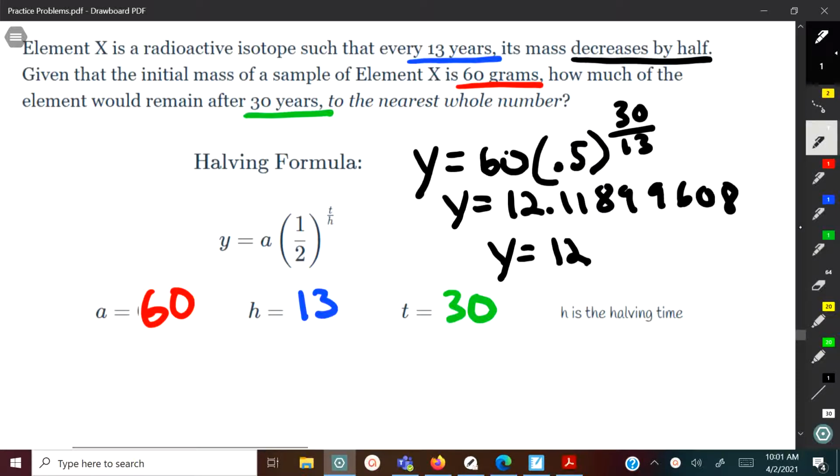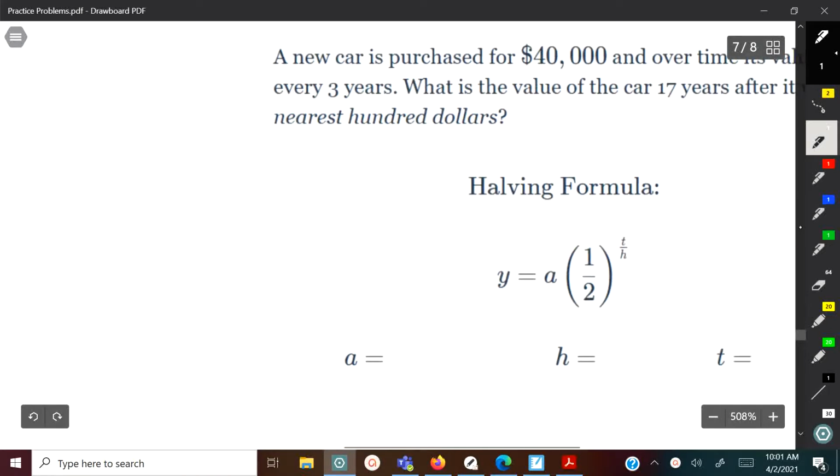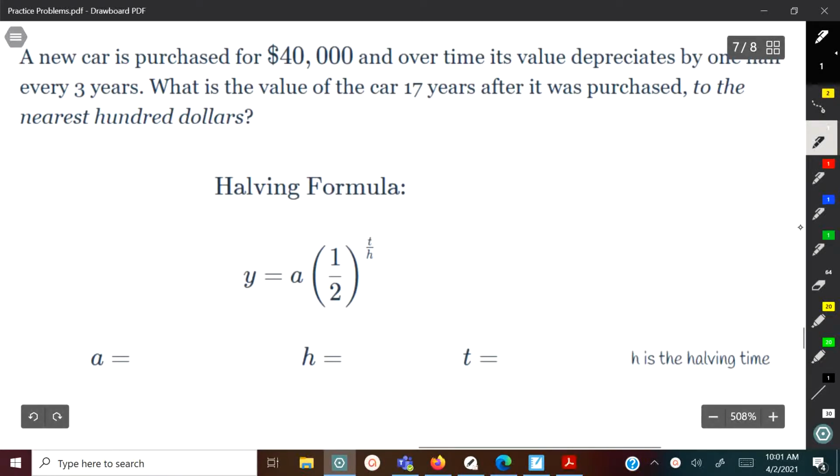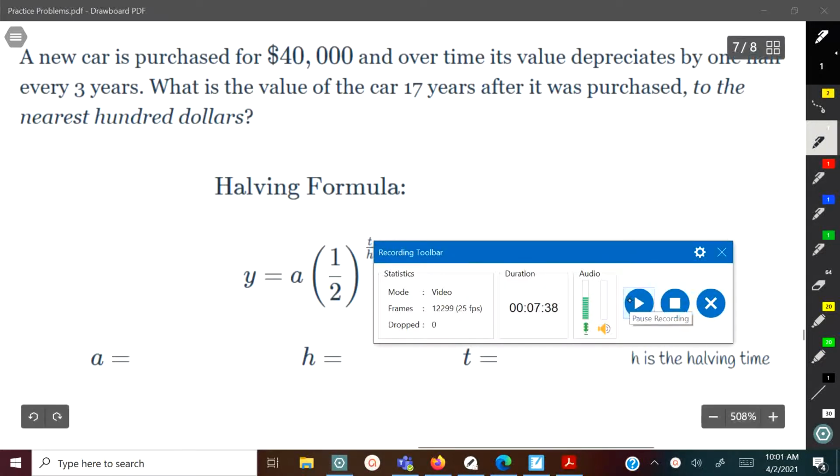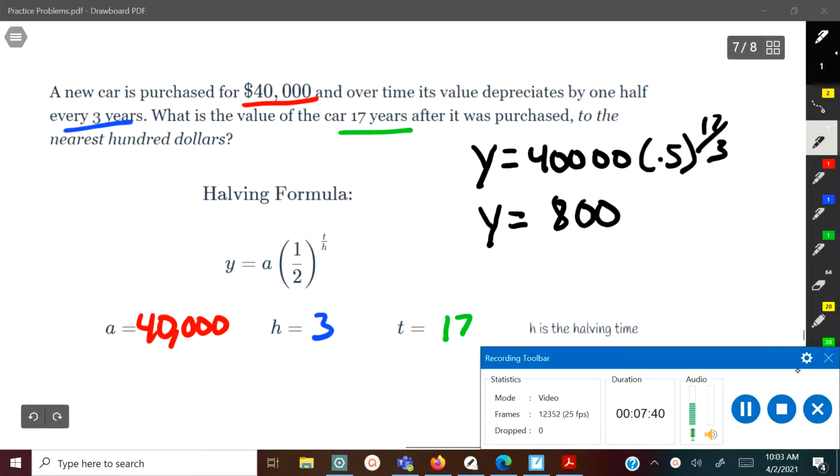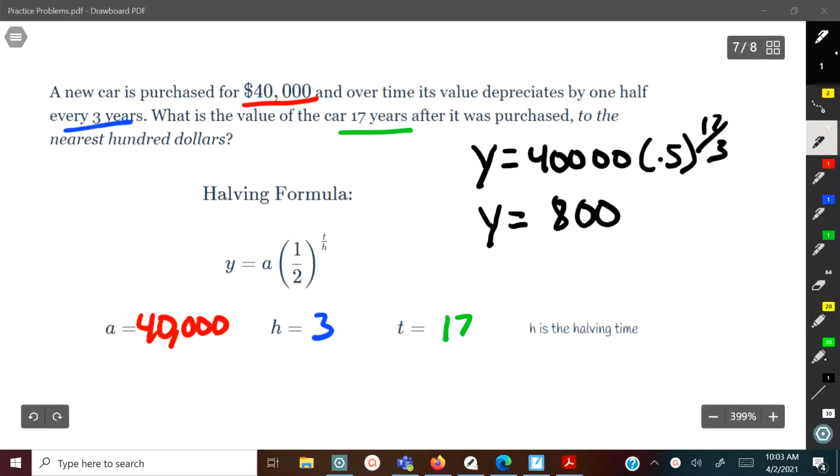Alright, go ahead and take a look at this example here and see if you can solve this one on your own. Alright, so you should get y is close to 800. Y is close to 800 here.